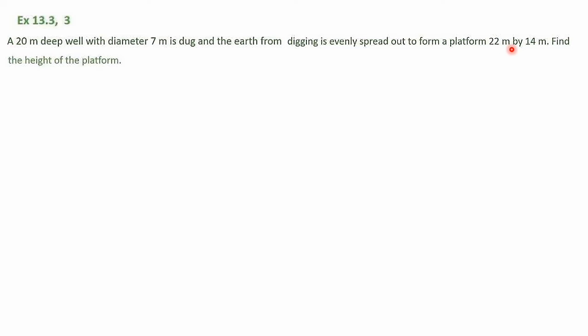The length of the cuboid is 22 meter, the breadth is 14 meter, and the height is missing, which we have to calculate. Here the situation is we are digging a well and the mud we take out from the well is spread to form a platform. That is what the question is. So let's visualize the question. There is a well, the height is given as 20 meter, meaning this portion is below the ground.